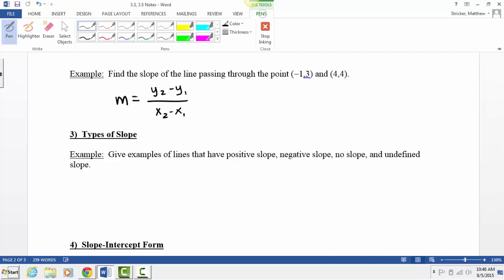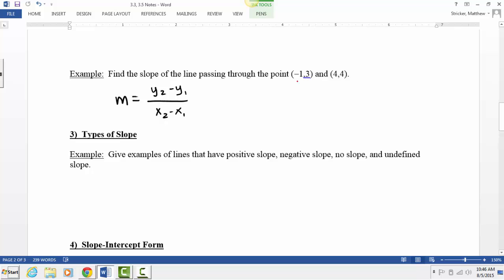And this is where I think it's really nice to label these points. So we could call this x1, and then we could call that y1. And then on this second ordered pair, we could call this x2 and y2. And so then you're just plugging into the formula: y2 minus y1 equals 4 minus 3, over x2, which is 4, minus x1.